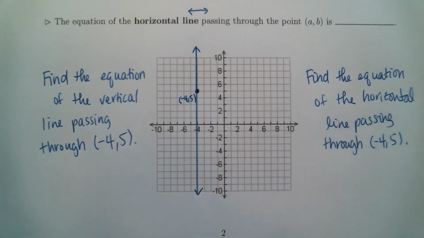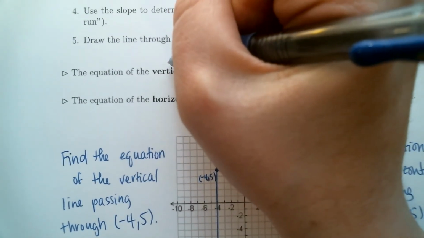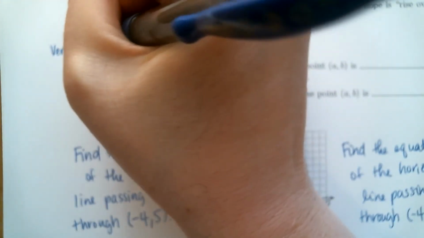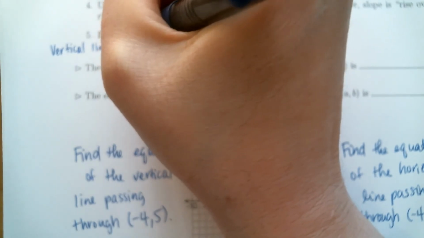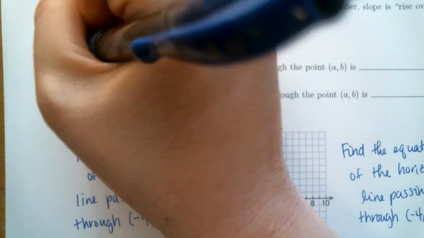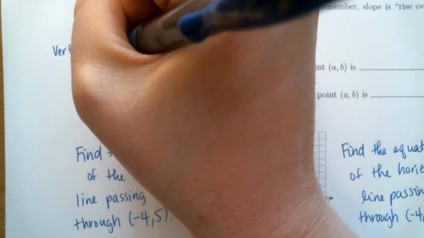The problem with vertical lines is they have no slope. Their slopes are undefined. I'm going to write that up here to remind you. Hopefully you remember this from algebra. But vertical lines have no slope, and it's also called undefined slope.